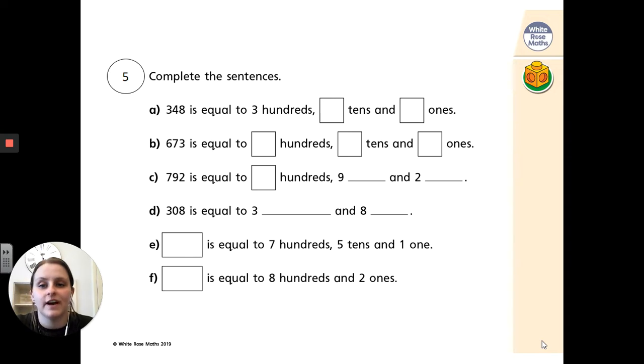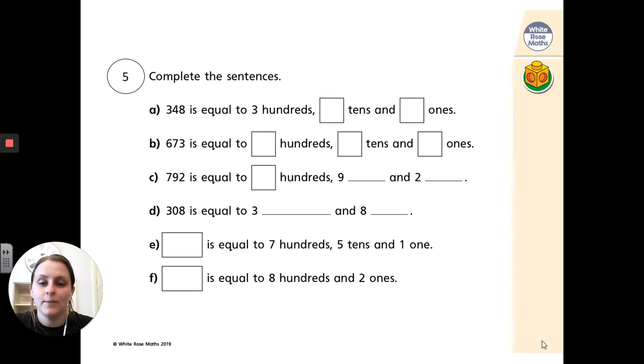Okay, question 5. Complete the sentences. A. 348 is equal to 3 hundreds. How many tens and how many ones? 673 is equal to how many hundreds, how many tens, and how many ones? For your answer, I should see you writing a number with the word hundreds after it, then another number with the word tens after it, and then a number with the word ones after it. So I should see you writing a sentence similar to what you can see on the screen now.